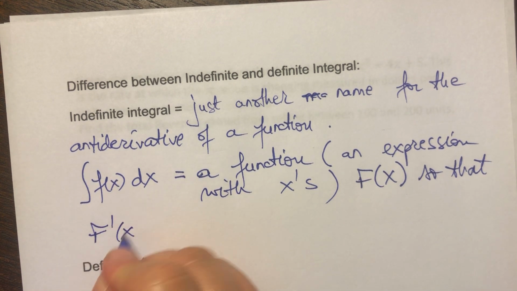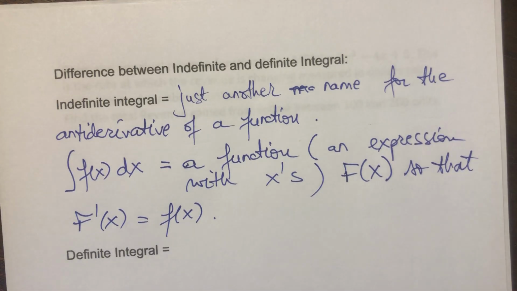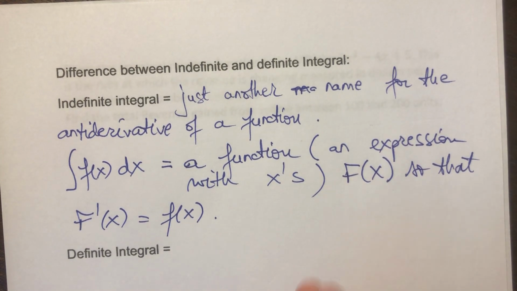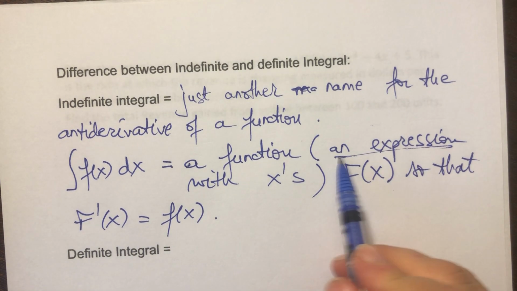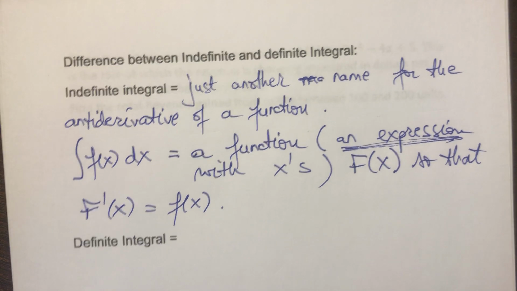The derivative of f of x is this little f of x inside. Yes, so it gives us the antiderivative. It gives us a function. It gives us an expression, right? So something with x's and y's. So it gives us the original function again.